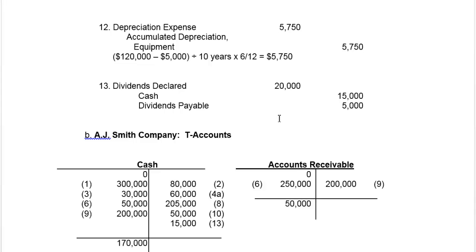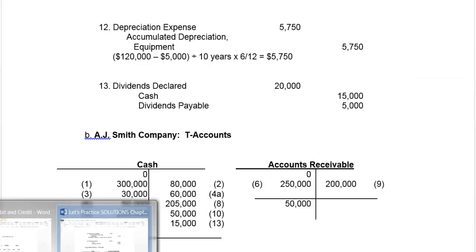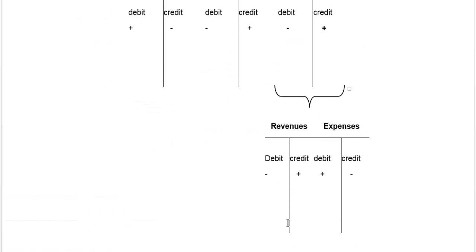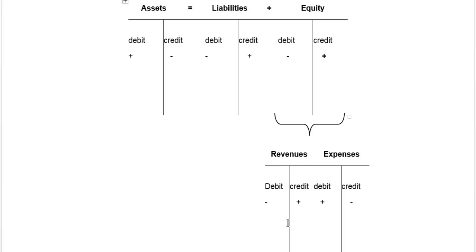Again, you'll remember that in transaction 13, we said that we declared dividends of $20,000. However, we only paid out 15. So you remember in the transaction analysis, we had set up a liability of 5,000. So now what's going to happen is your dividends declared are going up. And when dividends declared go up, they kind of behave like an expense.